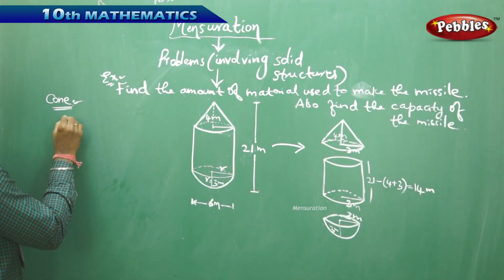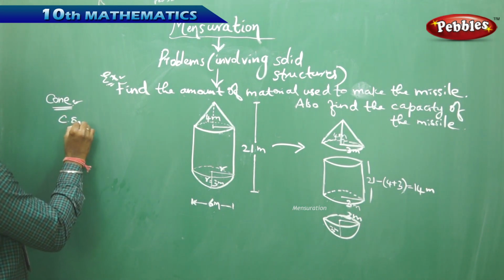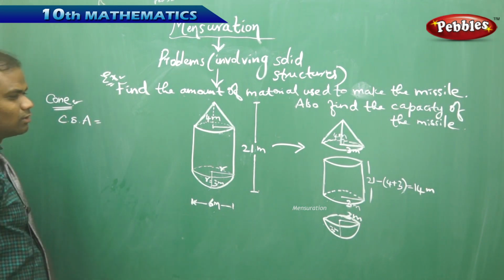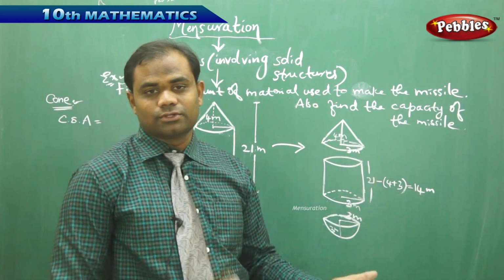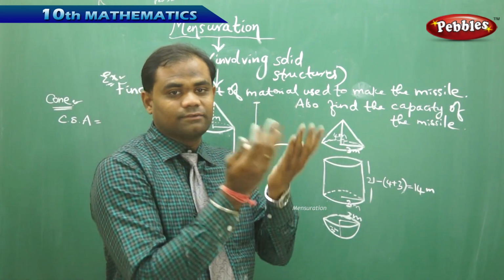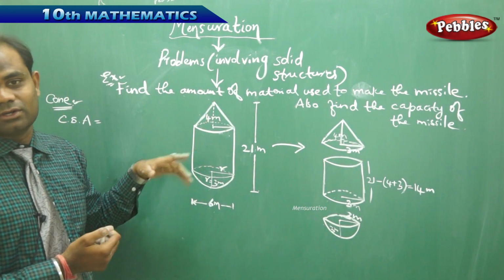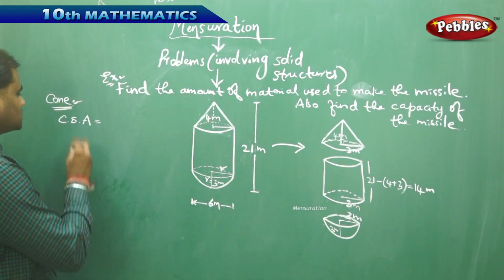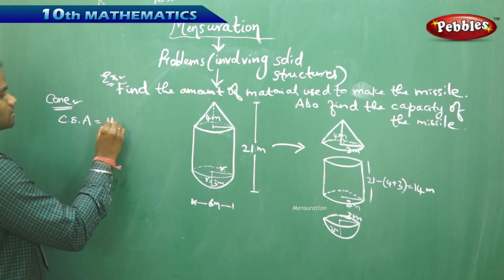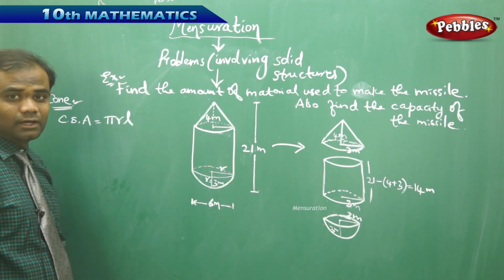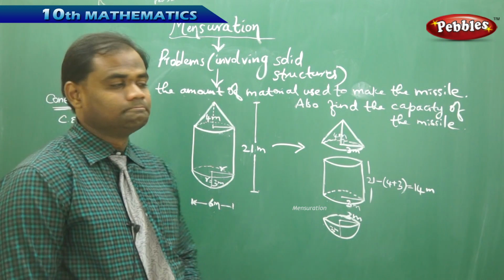So for a cone, I have only the CSA which I need to find, because the base is not using any material. Only the curved surface is using the material for the missile. The inside part is hollow. Therefore, the curved surface area of a cone is pi r l, which we have already discussed as a formula.